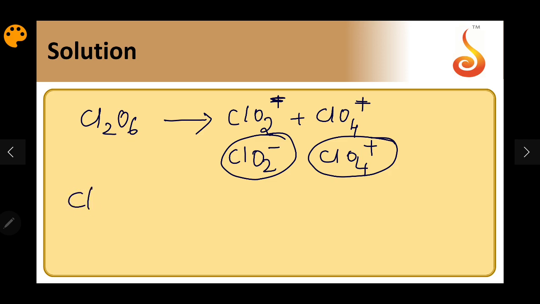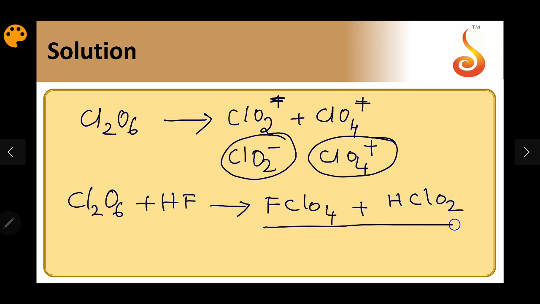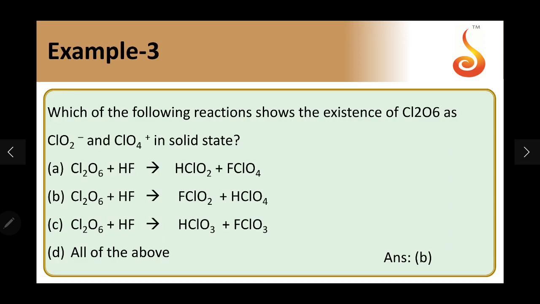So when I react Cl2O6 with HF, F should combine with ClO4 plus. So I should get FClO4, and H plus should combine with ClO2 minus, HClO2. This should be the combination which tells us the existence of ClO2 minus and ClO4 plus in the reaction medium. So the option should be FClO4 and HClO2. It should be A, not B. It should be A.